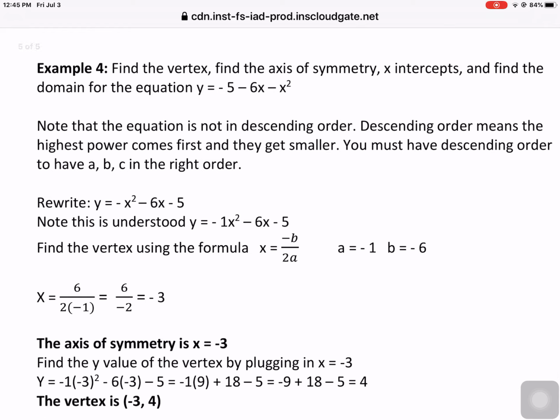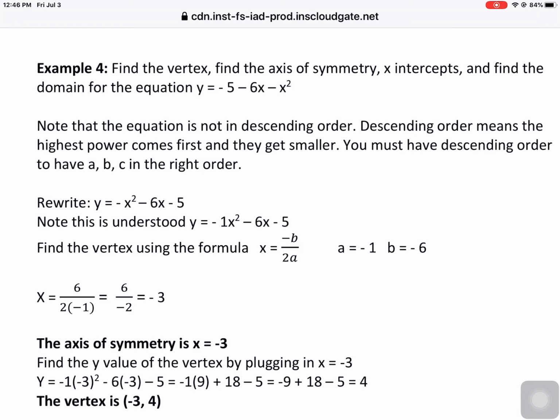Example 4. Find the vertex, find the axis of symmetry, x-intercepts, and find the domain for the equation y equals negative 5 minus 6x minus x squared. Okay, that should actually say find the domain and range. Note that the equation is not in descending order. Descending order means the highest power comes first and they get smaller. You must have descending order to have A, B, and C in the right order. So we're going to rewrite y equals minus x squared minus 6x minus 5.